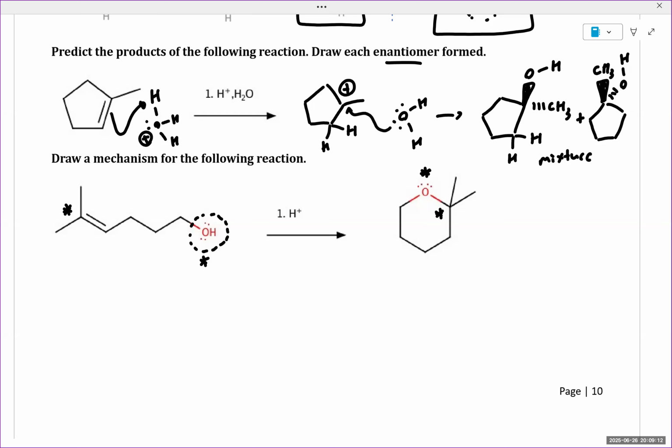So pause the video, work through this example, and then we'll discuss. So first and foremost, we're going to protonate the alkene. You can just draw it using H+ in this case. One, two, three, four, five. And now we have the alcohol. From here, the alcohol will attack the carbocation internally.